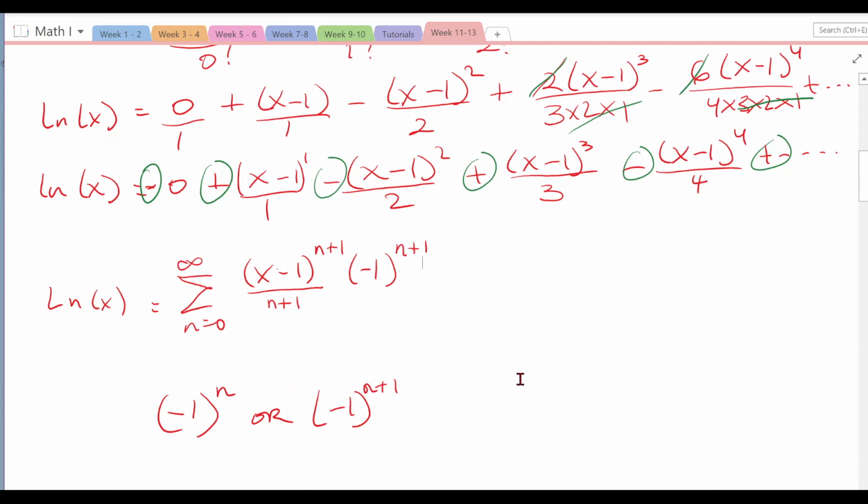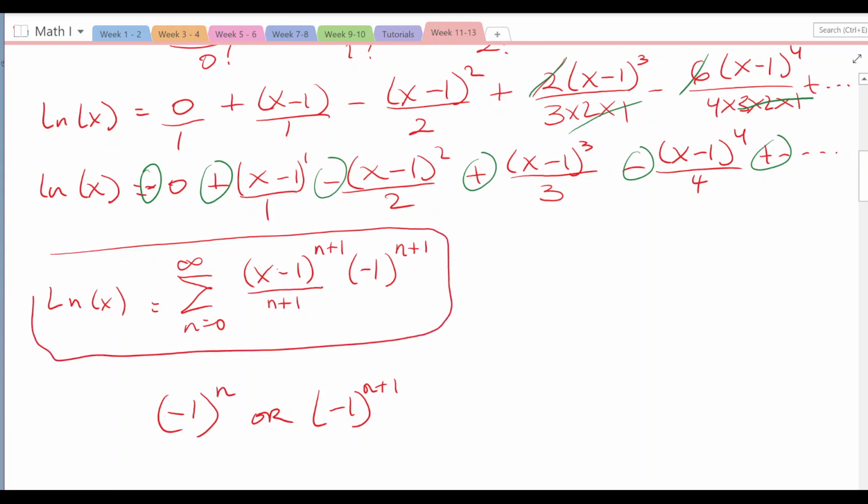So that will be the summary, the summary of the short term, if you like. The short term of the function, which is sigma of x minus 1 raised to the power of n plus 1 divided by n plus 1, multiplied by negative 1 raised to the power of n plus 1.